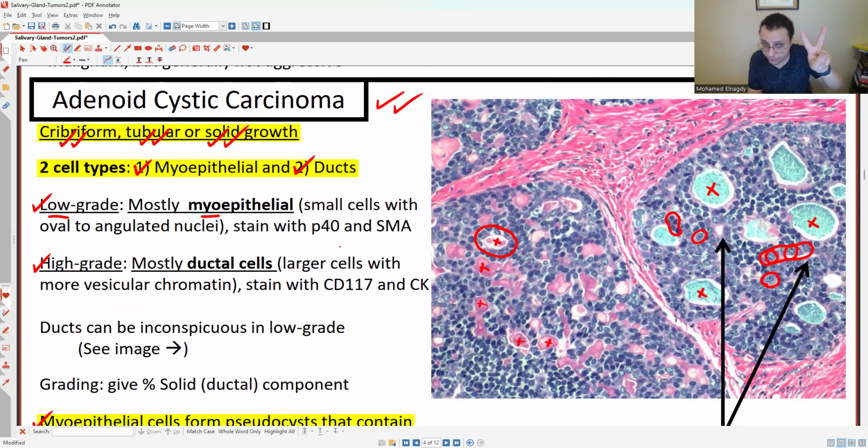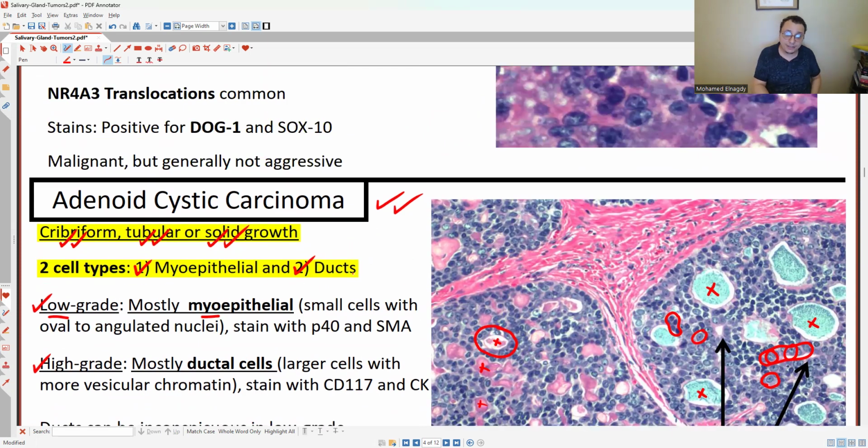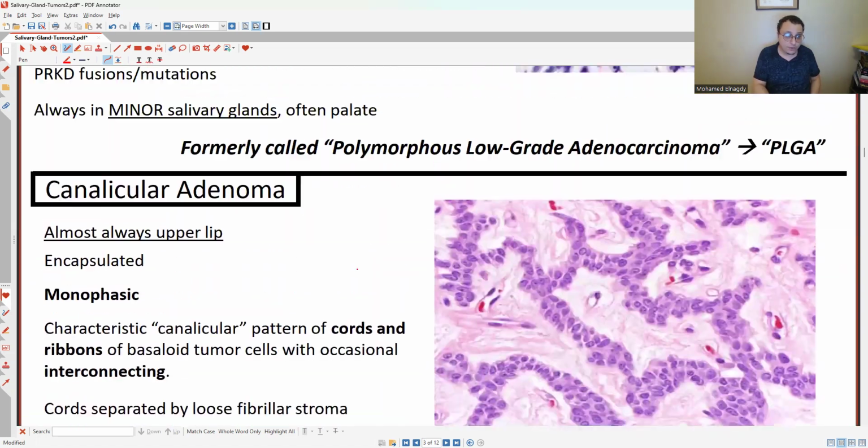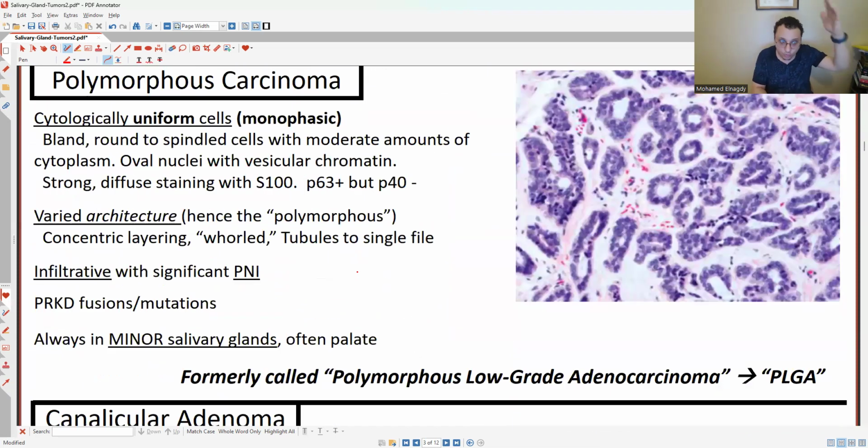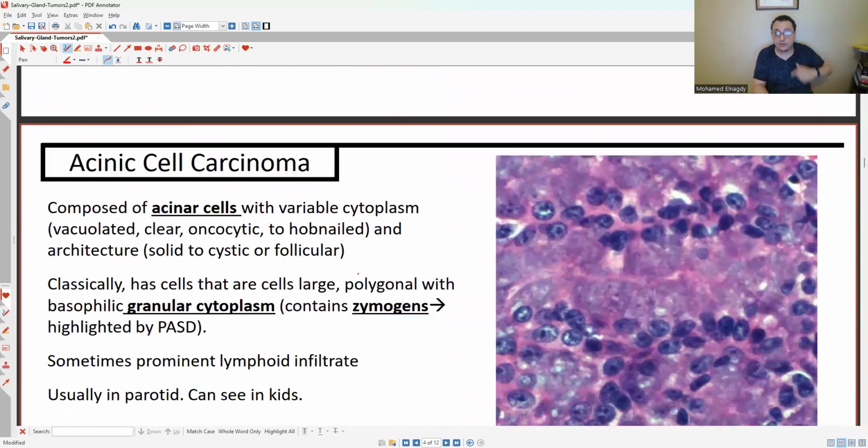So we have two important entities in the basaloid pattern, which are the acinar cell carcinoma and the adenoid cystic carcinoma. And the others, like polymorphous basal cell adenoma, polymorphous carcinoma, canalicular carcinoma.